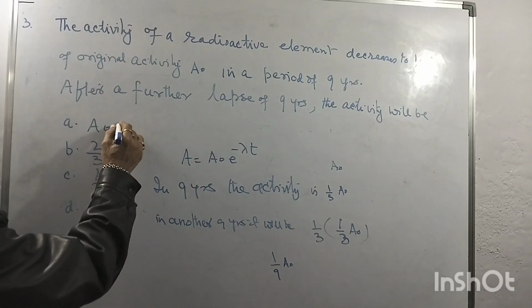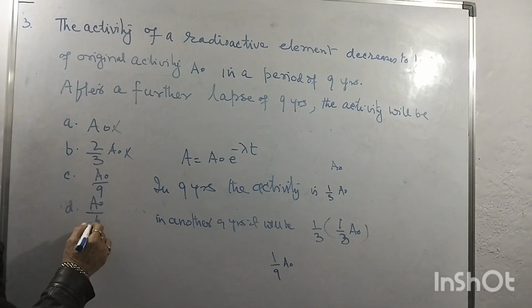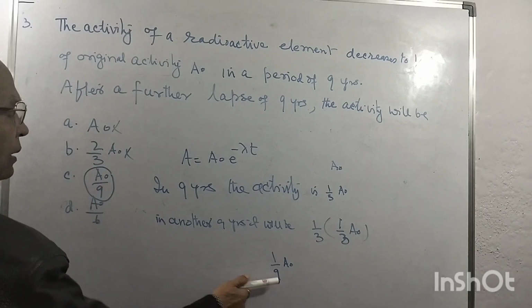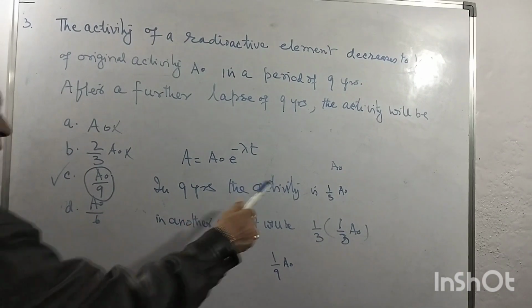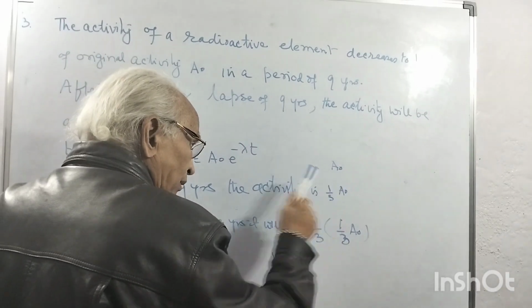And here A naught is wrong. 2 by 3, how is 2 by 3 possible? Not possible. A naught by 6 also is not correct. A naught by 9 means this answer, so C is correct, because we started from A naught. In 9 years it becomes 1/3 of this.